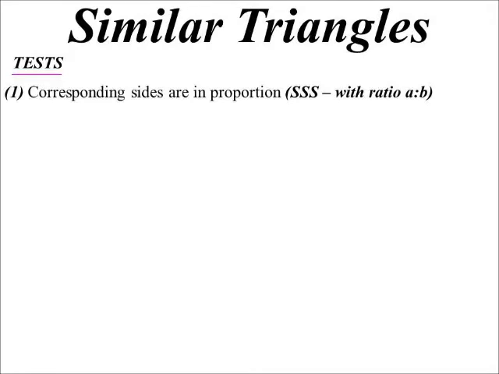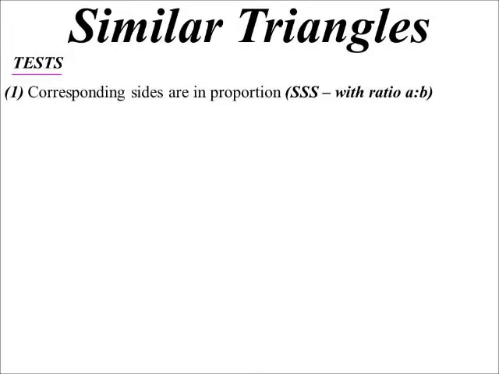Tests. Here we go. Corresponding sides are in proportion. Side, side, side. Can you write that? Yes. But you don't just write side, side, side. Notice the additional bit. If you write side, side, side, you're implying they're congruent. If the ratio is not 1 to 1, then you write down the ratio.